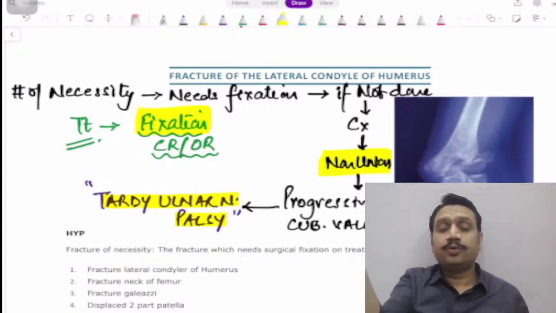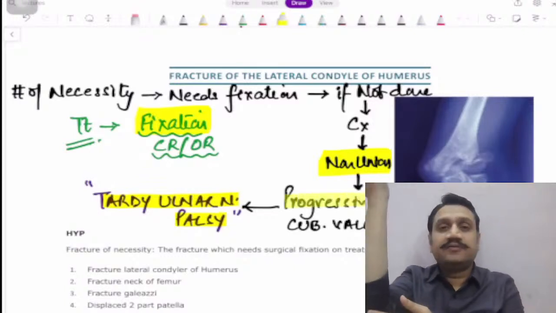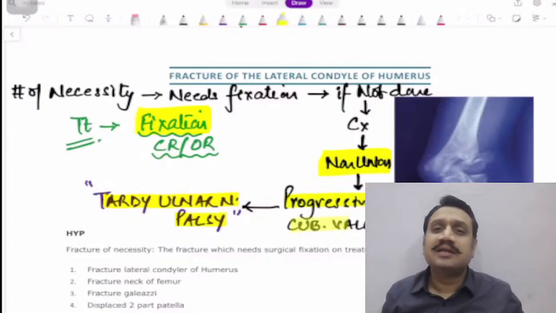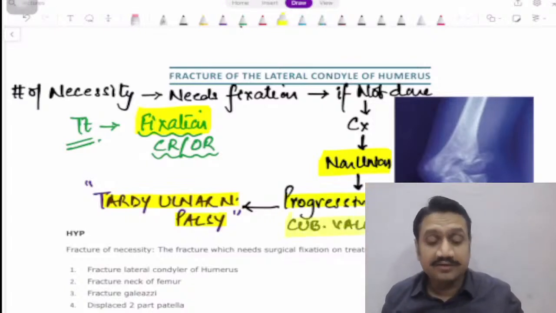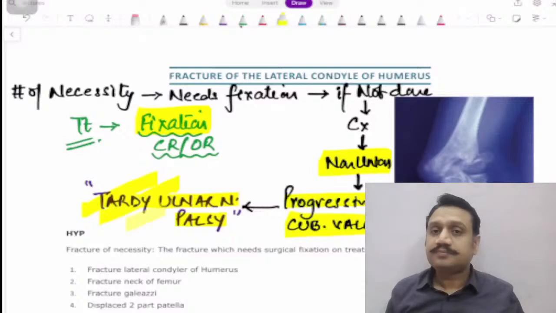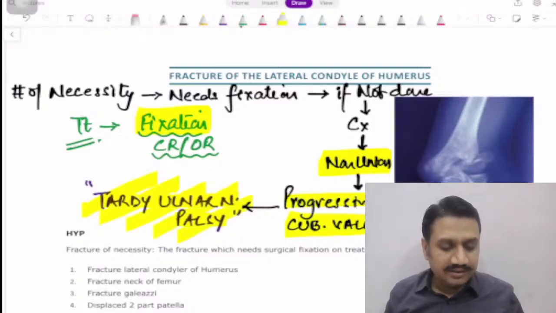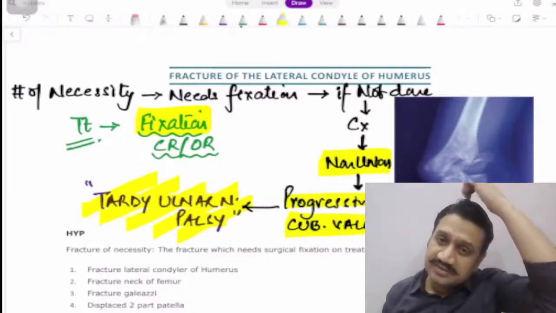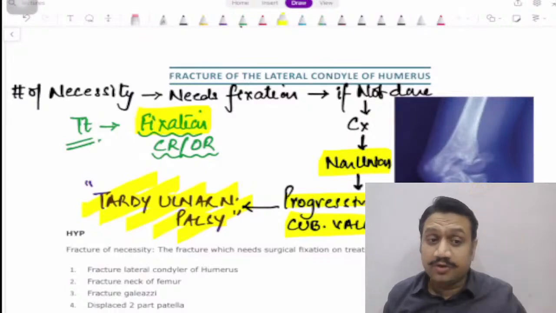And when it is going into valgus, what happens? The nerve that gets involved is the ulnar nerve, and it is a late involvement of the ulnar nerve. That is why we call it tardy ulnar nerve palsy. All right, so it is a fracture of necessity, it requires fixation, and should always be fixed.